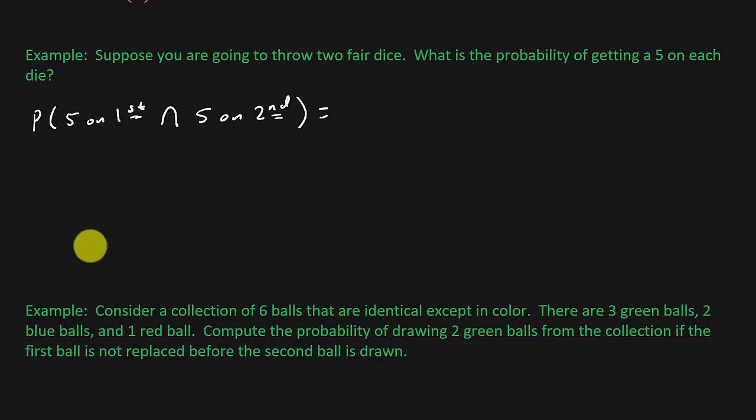Well, what's the probability that we get a 5 on the first die? There are 6 numbers on the die, 1 through 6, and there's one 5 on there. So that's going to be 1 over 6. This is the probability of getting a 5 on the first die, times the probability of getting a 5 on the second die. That would be 1 over 6 also, and that would be 1 over 36. That would be our probability. So easy enough.